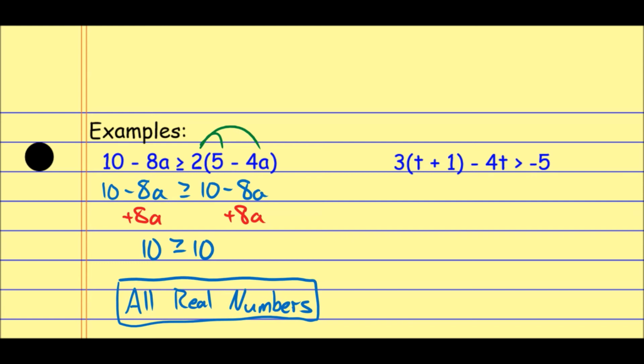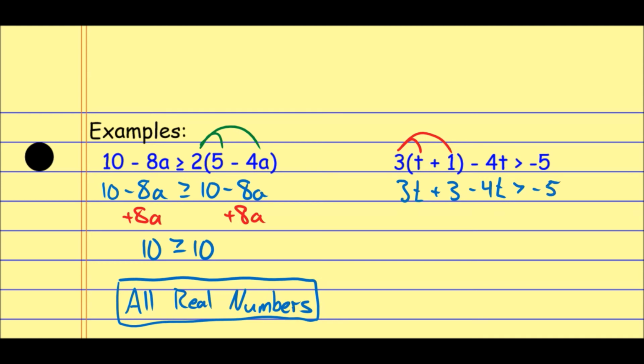If I look at the next one, a little bit easier here, okay? This one's not going to be one of the weird ones this time. So once again, I simplify by using my distributive property. So I distribute the 3. That gives me a 3t plus 3. Don't forget to write down the minus 4t.